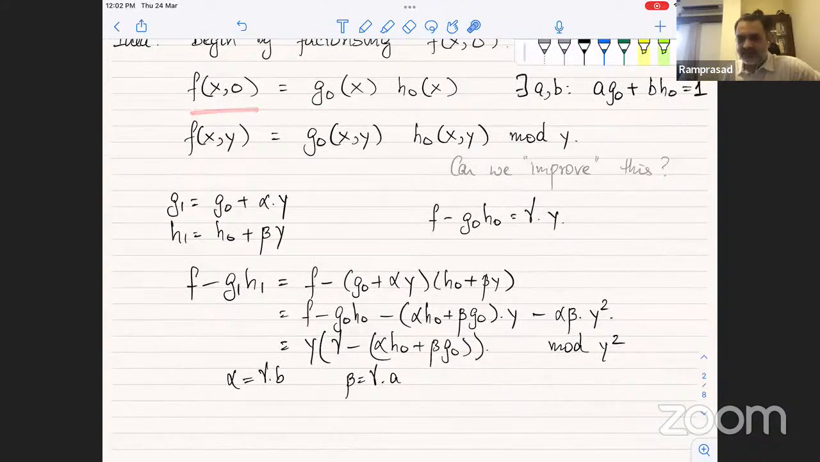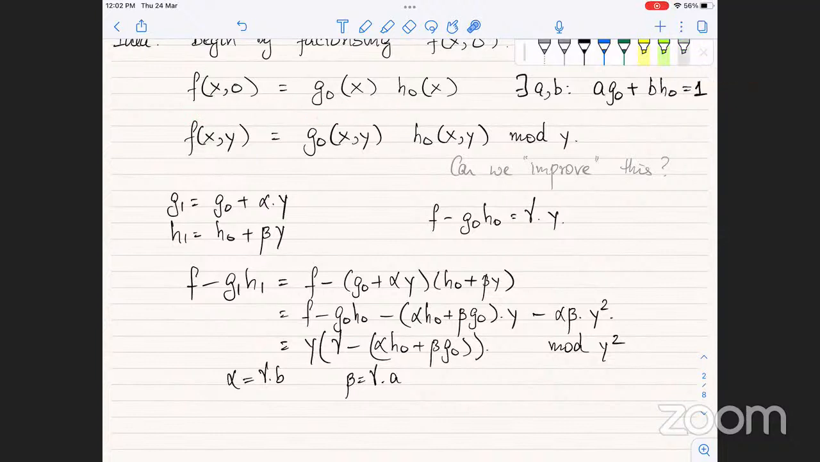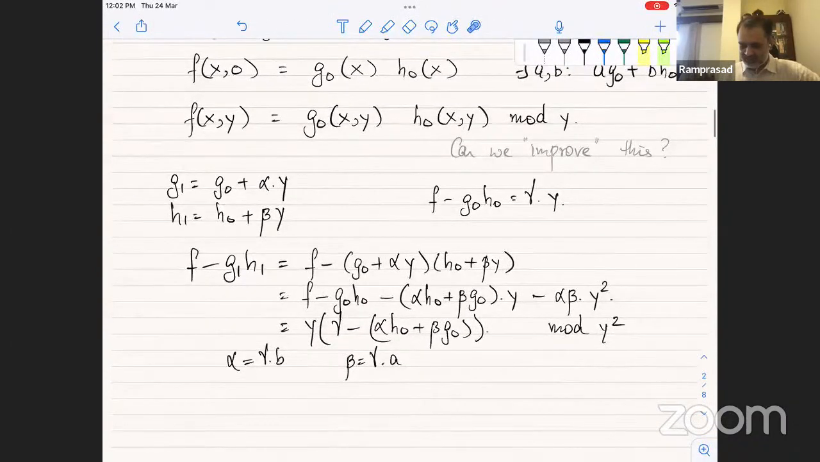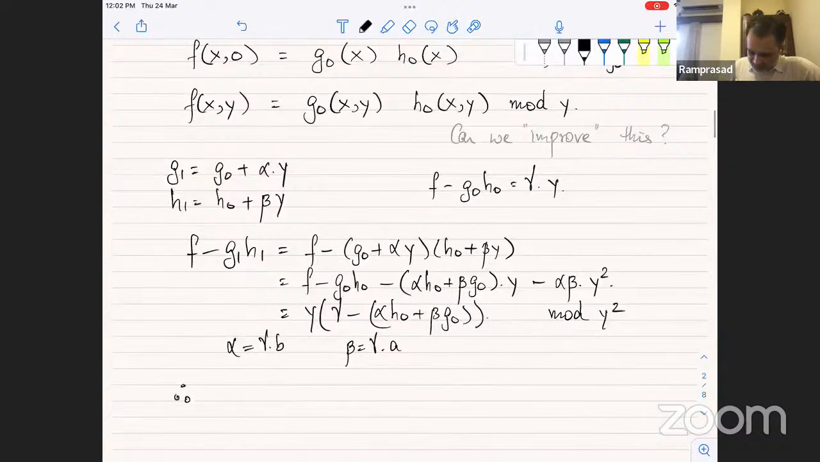Now, if f of x comma 0 looked like g0 power something, there was no way for me to have done this. But on the other hand, if I know for a fact that f of x comma 0 is square free, then I know for a fact that any factorization I find, once I split it, g0 and h0 are going to be co-prime. And that's the reason why we needed this second step. So that, hopefully, tells you what we are doing at this point. Therefore, at this point we have that f is equal to g1 h1 mod y squared.